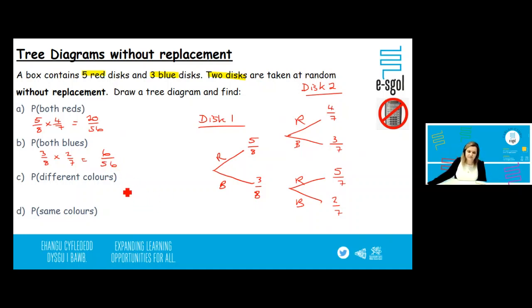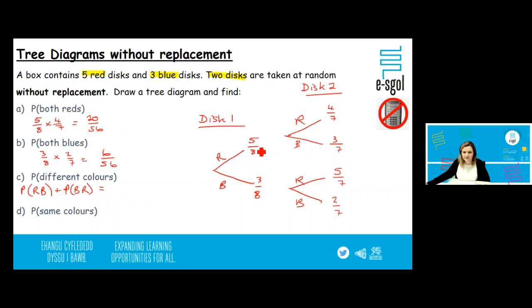Right, when it comes to different colours, this is where you get more than one option. So that would mean that perhaps you've chosen the red on the first one, but then it would be a blue on your second one. Or, in probabilities to add, you have chosen a blue on the first one and then red on your second disc. So these are our 2 options that have to be found.